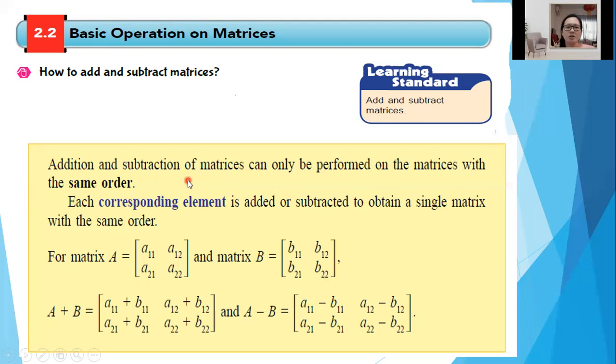So for addition or subtraction, we need to add or subtract each corresponding element. So A11 plus B11, A12 plus B12, A21 plus B21, A22 plus B22. Okay, so this is plus. Subtract, do the same thing, but we use the symbol of the minus.